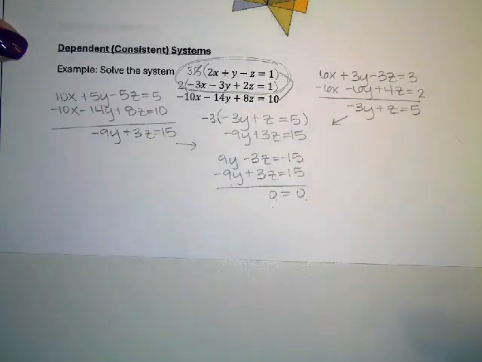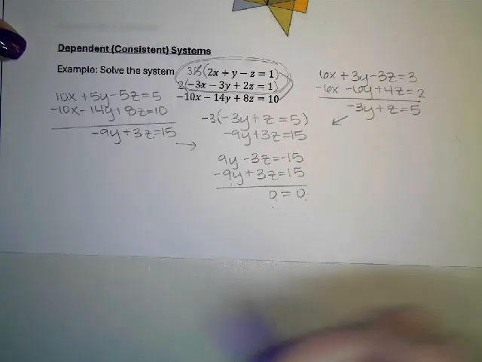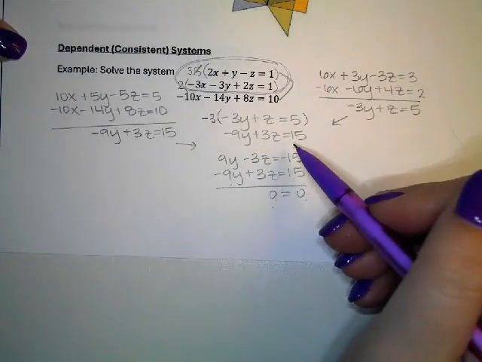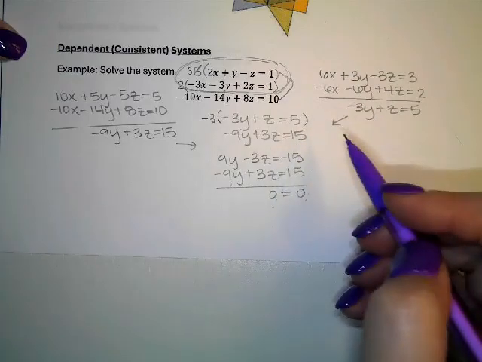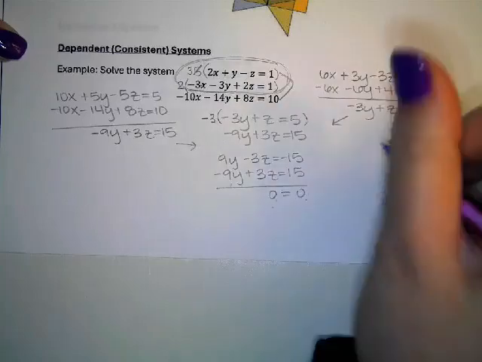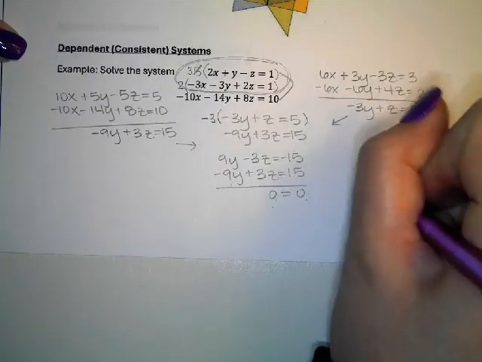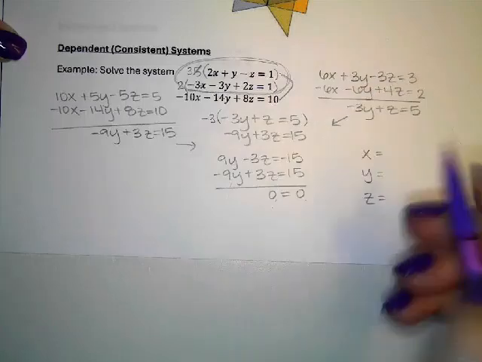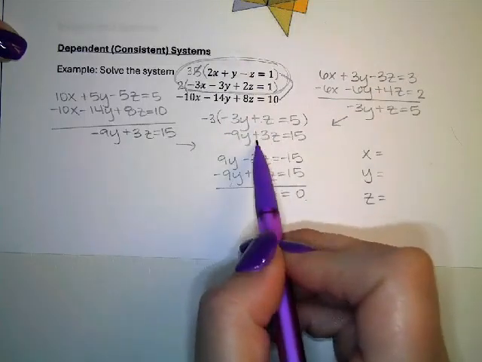Now the problem here is that we have 3 variables. We have an x, we have a y, and we have a z. And so we have to have a formula that's going to help us find all 3 of those variables. So I need to be able to find x and y and z, all 3 of them. So what I'm going to do is I'm going to take one of these 2 equations.